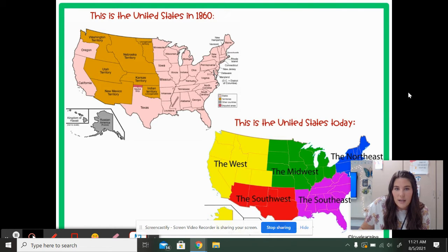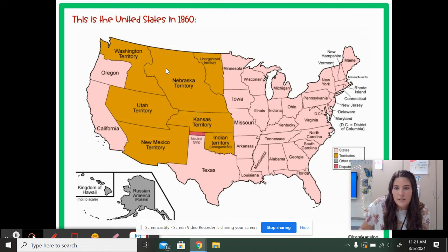First thing is, I want us to take a look at the United States map in 1860. So, this is kind of where we're starting out. All of these pink states are determined areas in America that are already established as a state. This yellowy, orange, brown color is representing just territories. They have not been established as states. So you can see this is the Utah Territory, Nebraska Territory, and others.